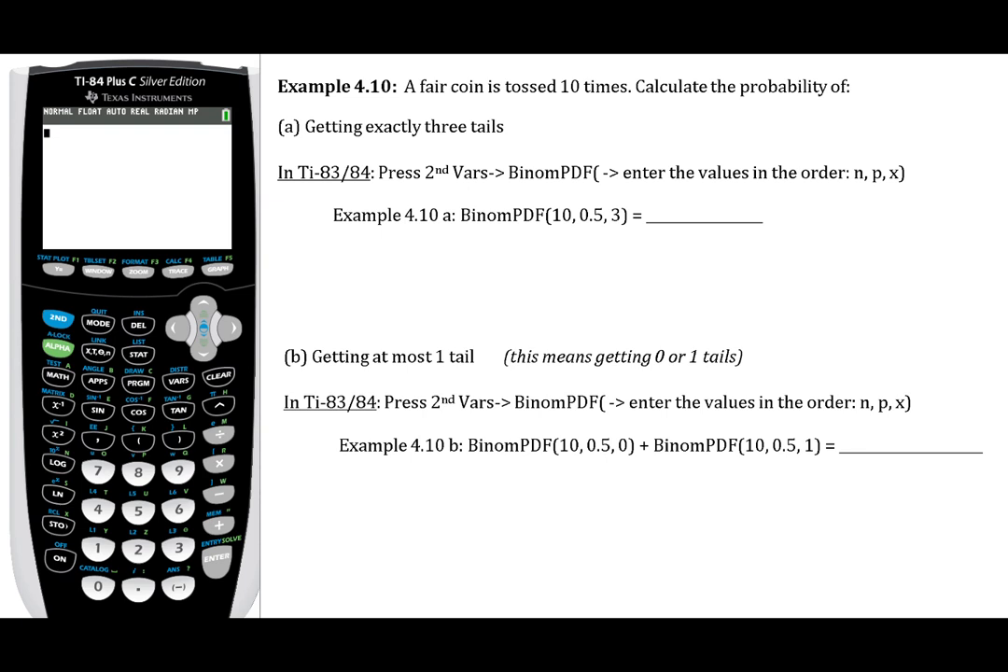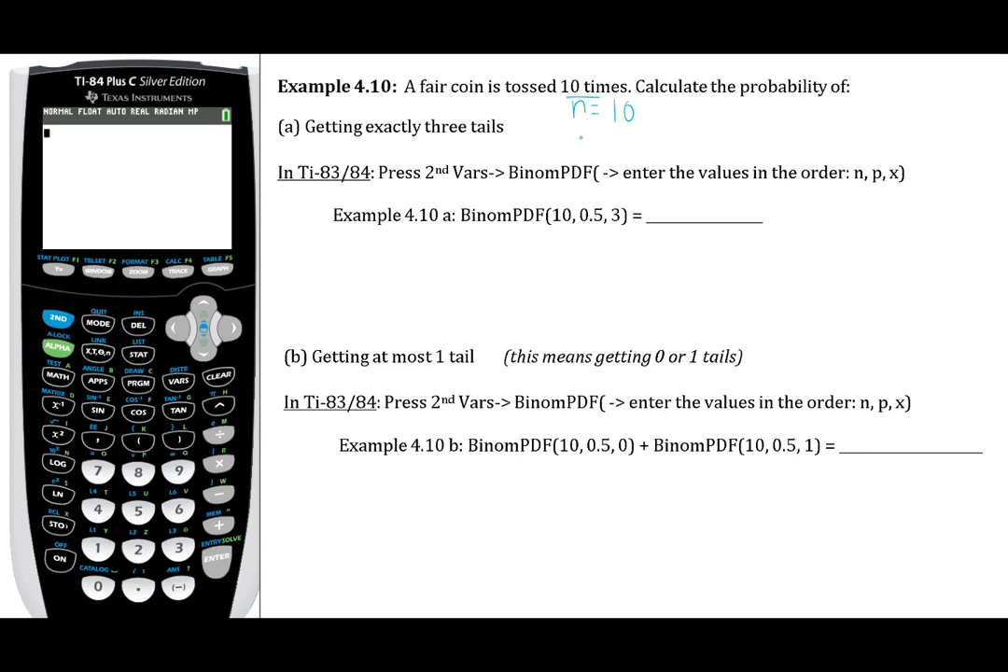Here is example 4.10. It says a fair coin is tossed 10 times. We want to calculate the probability of getting exactly 3 tails in 10 tosses. In order for us to calculate binomial probabilities using the calculator, we need to have 3 things. The first thing we need is a fixed number of trials. In this case, the number of trials is 10 because we are tossing a coin 10 times.